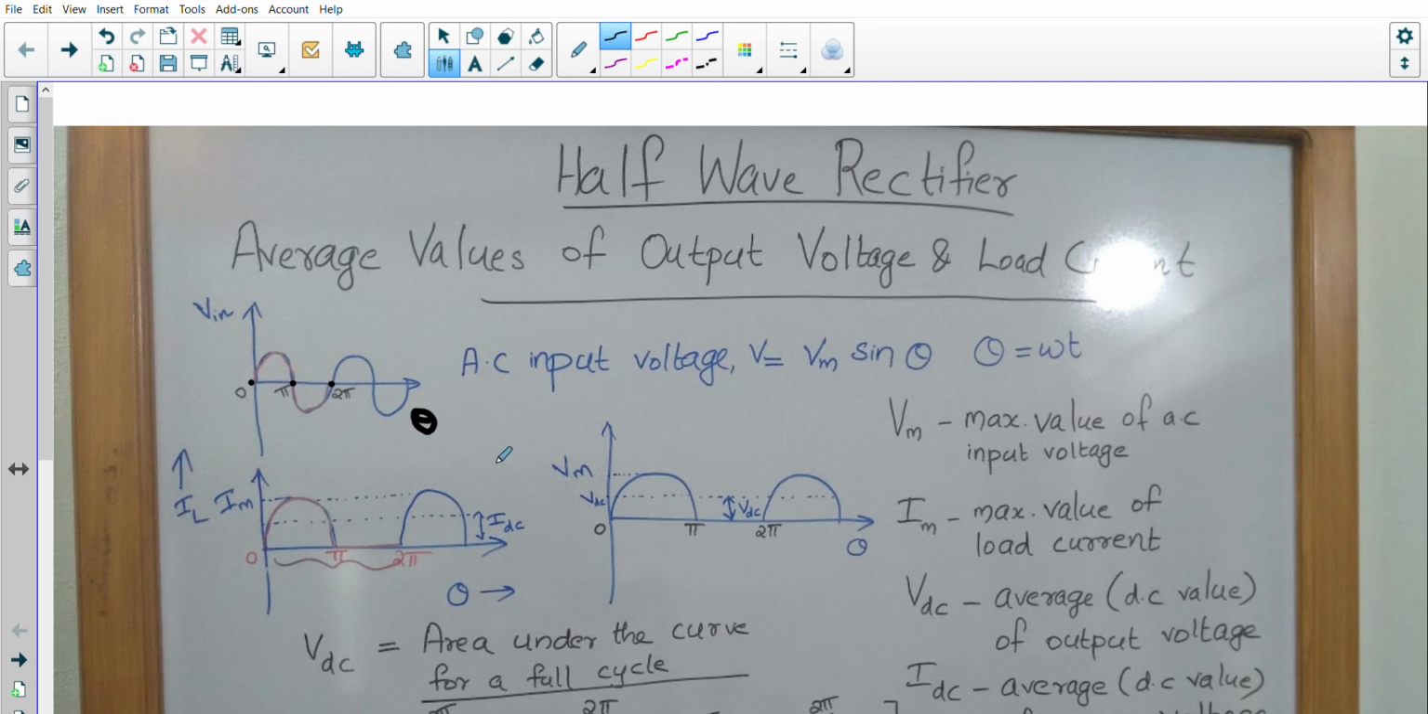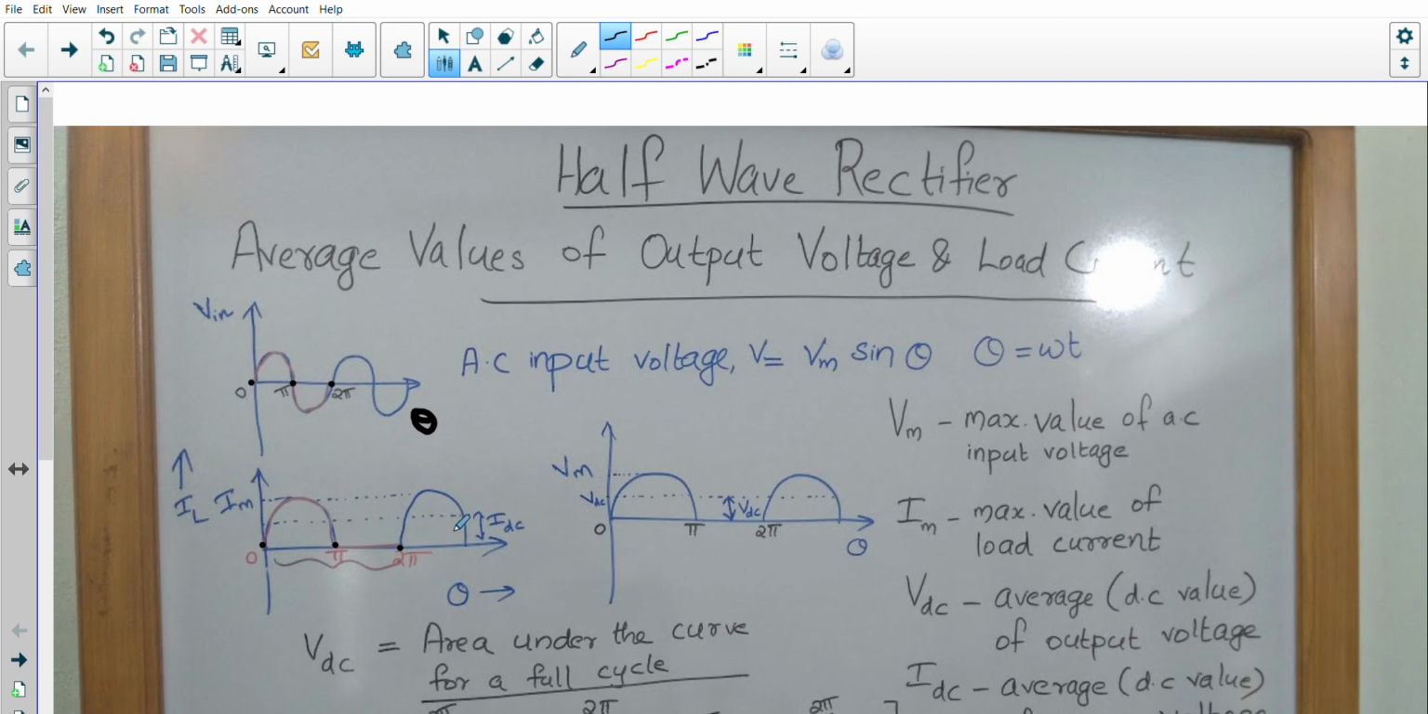to omega t. Now in the output signal we can see that we get output only in the positive half cycle, that is 0 to pi. And from pi to 2 pi it is the negative half cycle. The diode does not conduct current because it is reverse biased. So we have no output from pi to 2 pi.